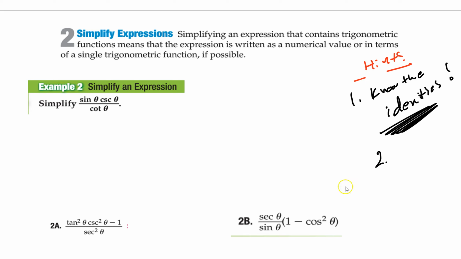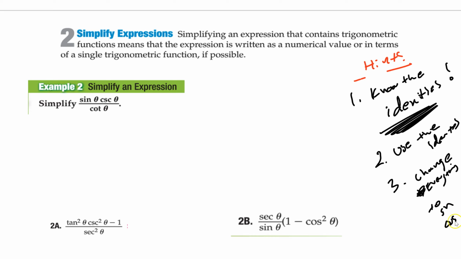And then 2, if you're not sure how to do something, because we're going to simplify stuff, use identities. We'll talk about that in a second. But 3rd, if you're not sure how to do stuff, just change everything to sine and cosine. That's like a last resort. Those are the ones we're best at. We're really good at sine and cosine. So as a last resort, if we don't know what to do, just change everything to sine and cosine and work from there. So look at this first one.